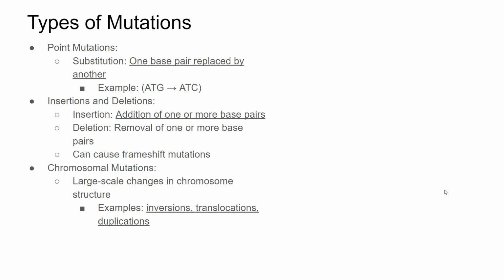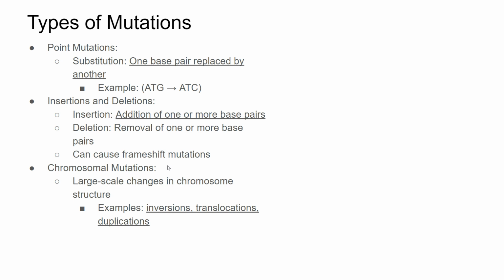So point mutations, one example is a substitution. So one base pair is replaced by another. So looking at this example, what's normal is ATG, we actually have ATC. Insertions and deletions, what they are is what they're doing. So insert, you are adding one or more base pair. Deletion, you are removing one or more base pair. And these two can result in a frame shift mutation.